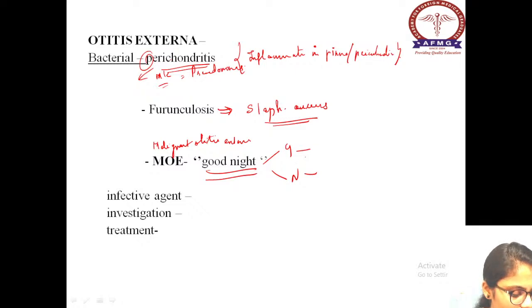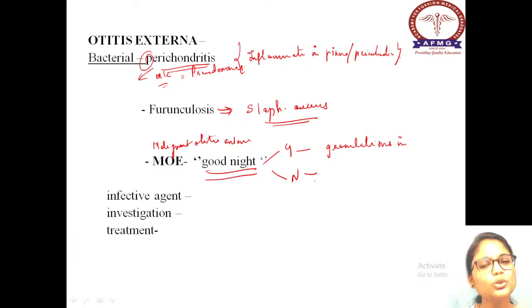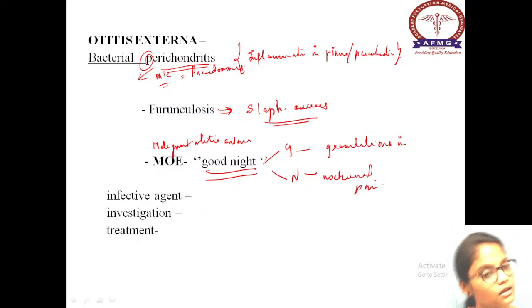And what does it mean? Yes, boxer's ear is also a right answer, which is also called cauliflower ear. G is nothing but there will be a formation of granulations in your external ear, and the person will be complaining of a very important unique feature, nocturnal pain. The person will be complaining of night ear pain.